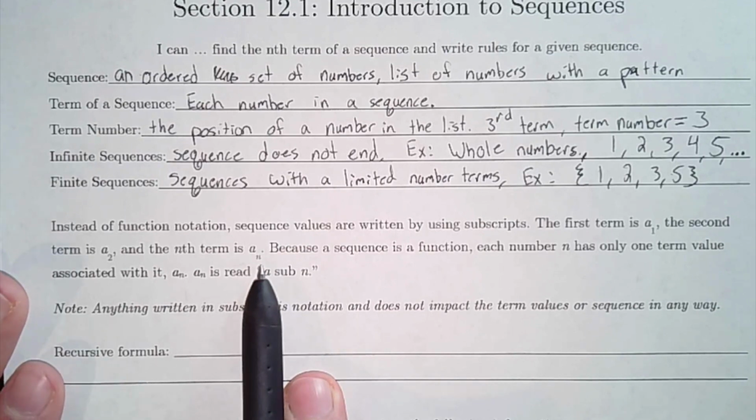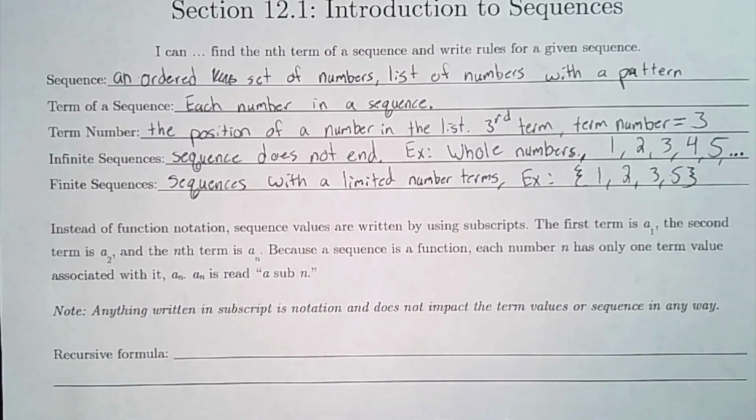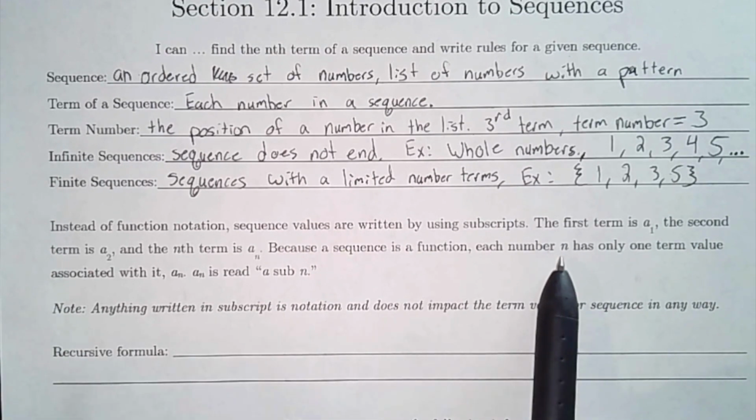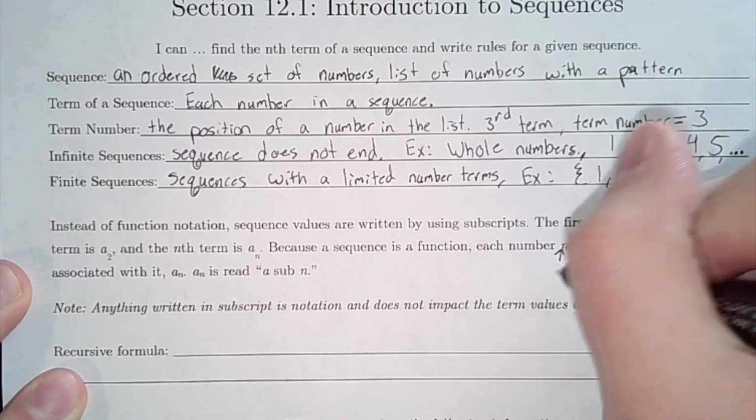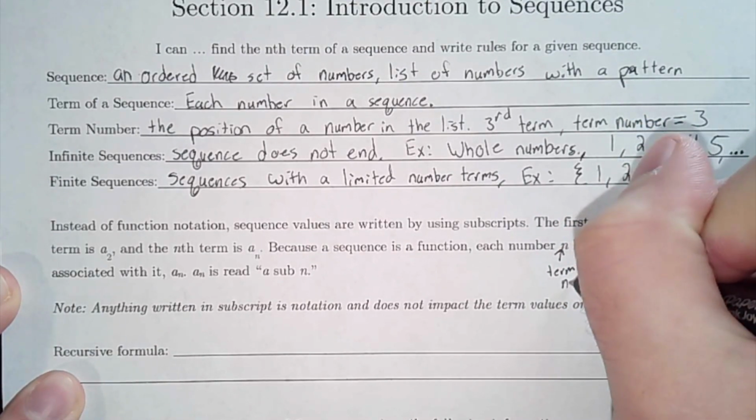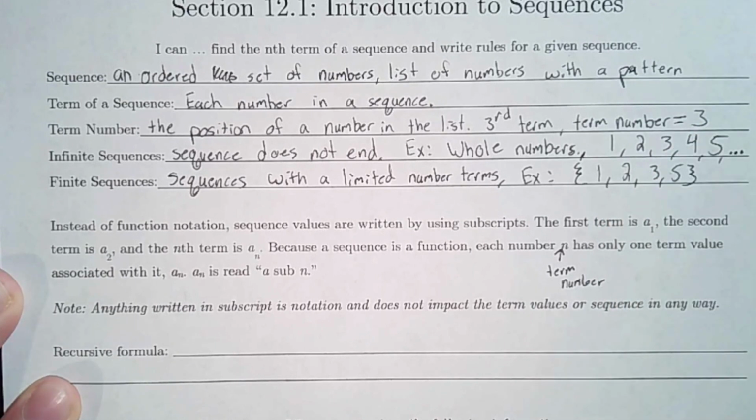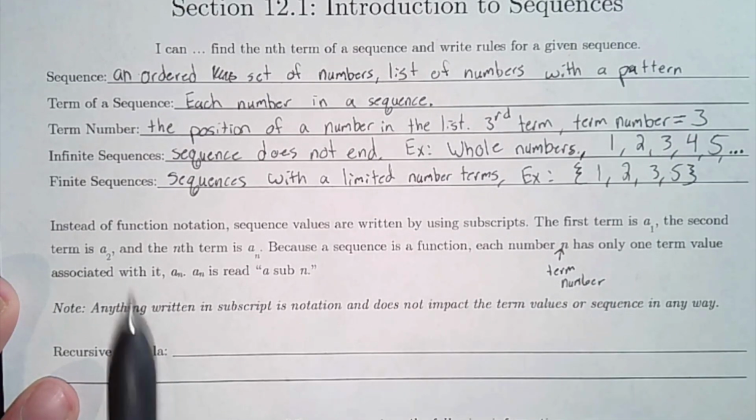Now, because that sequence kind of continues on and on, this does have to be a function. I can only have one number for each term that I have. I can't have two different second terms. Whatever the second number is, it's that number. I can't have two different options there. So for each number n, which is that term number, let's actually put that here. This is term number. It has only one value associated with it, and it's a sub n.